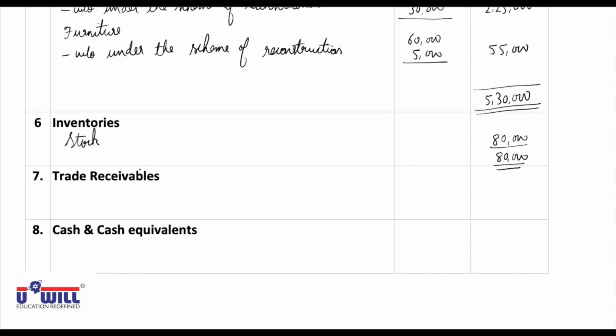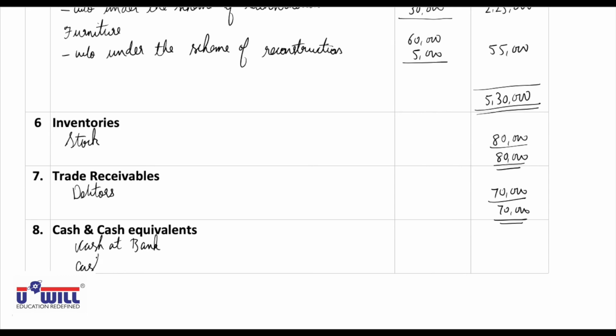Then trade receivables, debtors as we discussed, 70,000. So directly we can write that. Debtors, trade receivables 70,000. Total also 70,000. And cash equivalents has cash at bank and cash in hand. No changes are there in that.